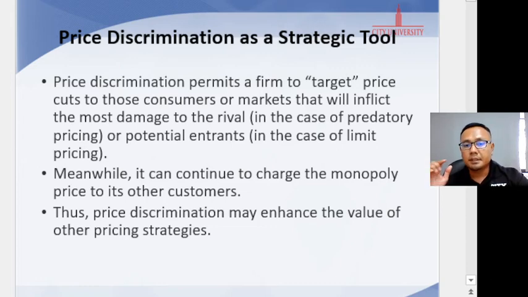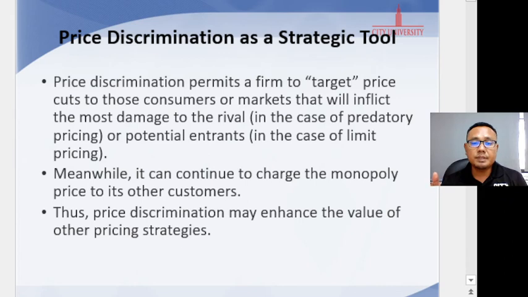Okay, so remember, a non-discriminating firm must lower its price to all of its customers. In contrast, if the firm can price discriminate, it can target the price cut to those consumers or markets that will inflict the most damage to the rival, in the case of predatory pricing, or potential entrants in the case of limit pricing. Meanwhile, it can continue to charge the monopoly price to its other customers. That means you can reduce the trade-off cost for that.